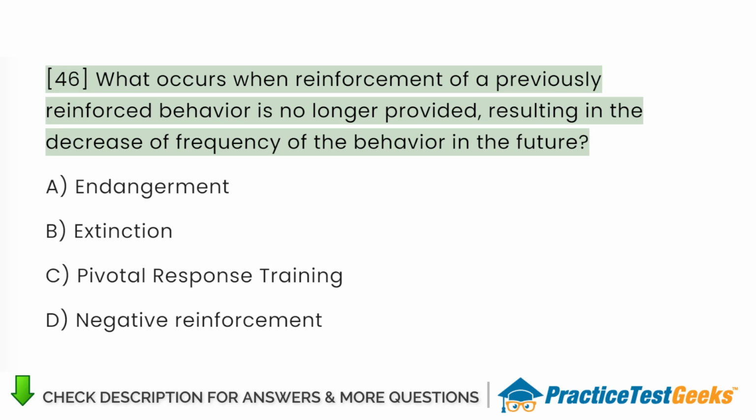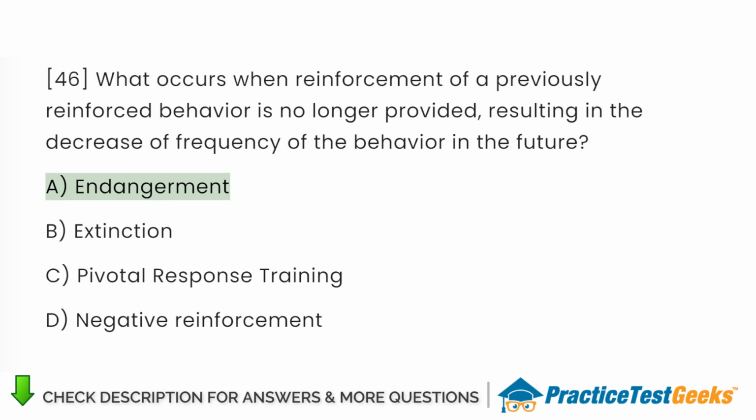What occurs when reinforcement of a previously reinforced behavior is no longer provided, resulting in the decrease of frequency of the behavior in the future? A. Endangerment. B. Extinction. C. Pivotal response training. D. Negative reinforcement.